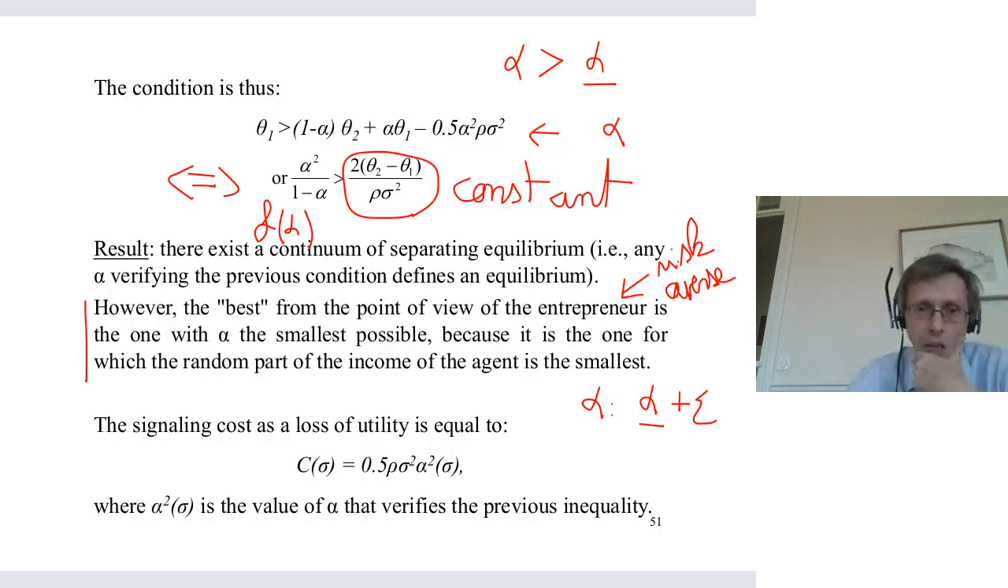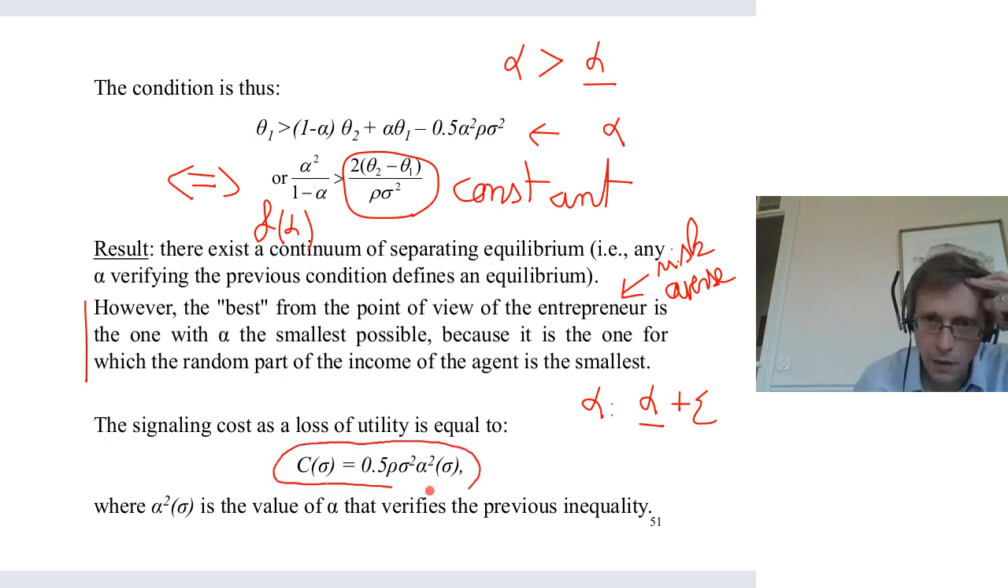And this is the signaling cost, because the remaining part is going to be paid now theta 2, not theta 1.